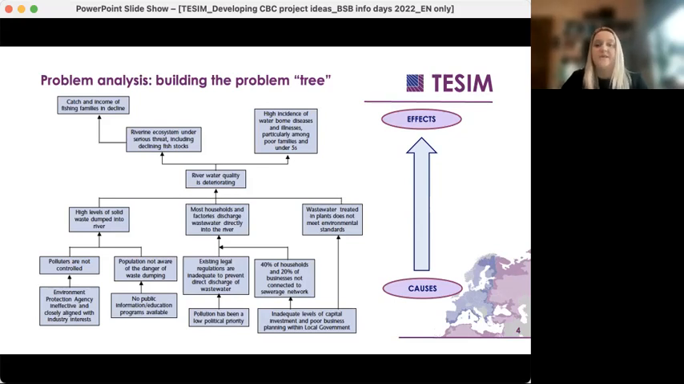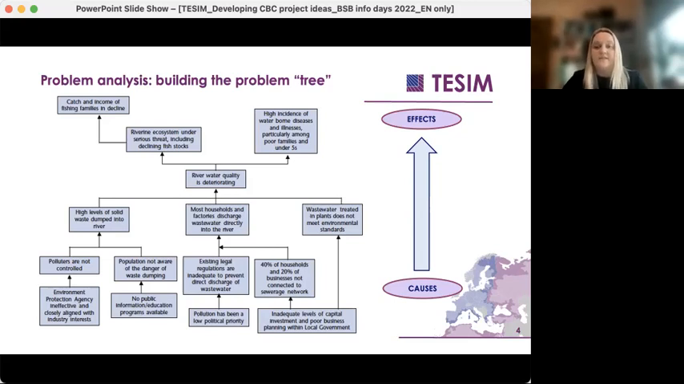And this tree here shows the main problem in the middle, and it reads, river water quality is deteriorating. And as we can imagine, there can be many different reasons for that. Pollution can come from different sources, and the reasons and causes may be very different for each of these sources. They all need to be analyzed and added to the problem tree, as is the case here.